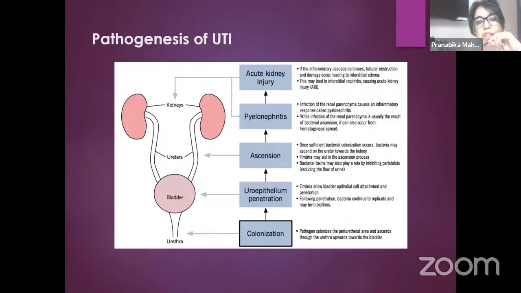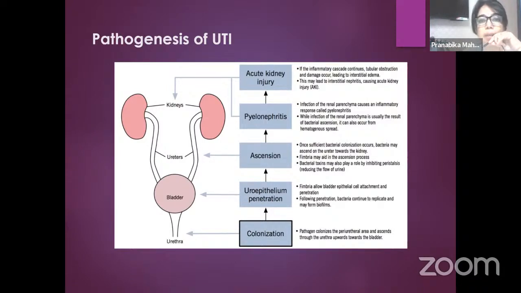Yes, pathogenesis: we can see how urinary tract infection starts in the urethra. There is colonization by the pathogen, and then it ascends through the periurethral area, through the urethra, upwards towards the bladder. In the uroepithelium, there is penetration. Fimbriae allow bladder epithelial cell attachment and penetration. Following this, bacteria continue to replicate and may form a biofilm. When it forms a biofilm, it cannot be acted upon by the host defense mechanism.